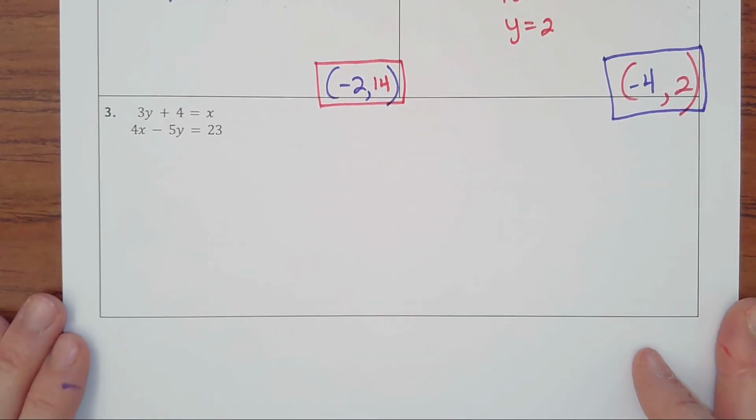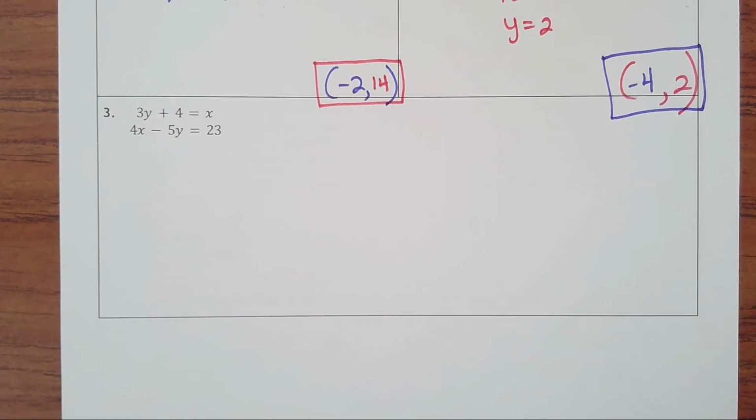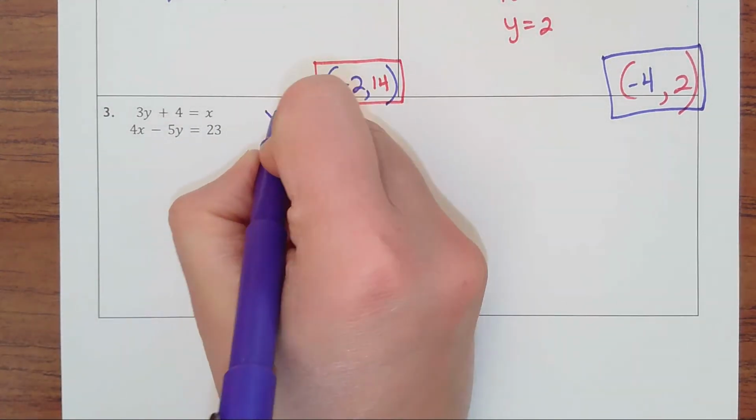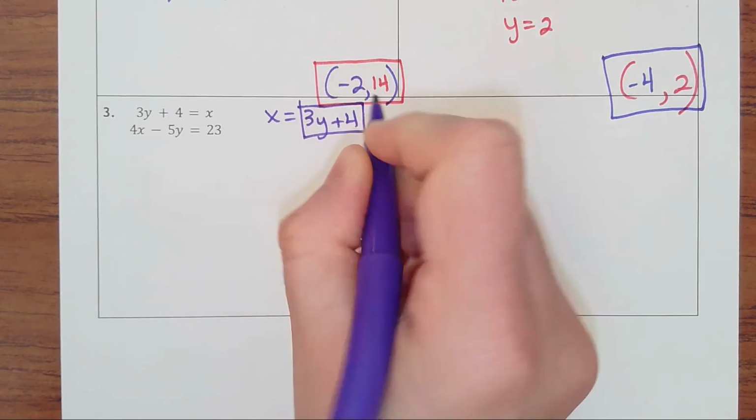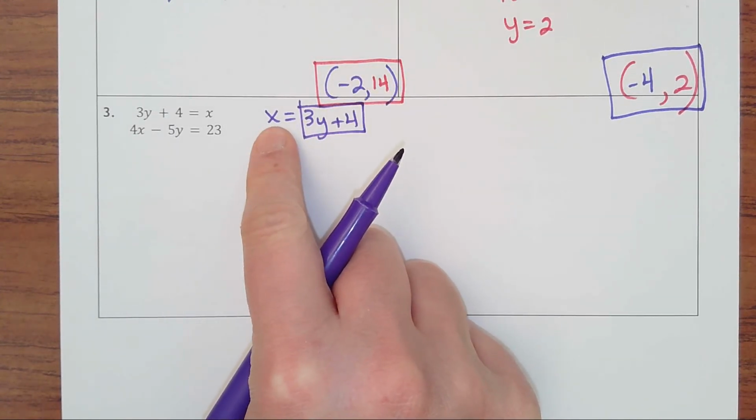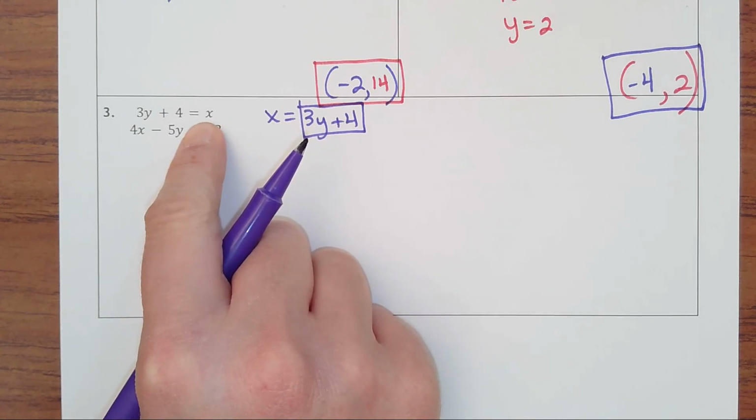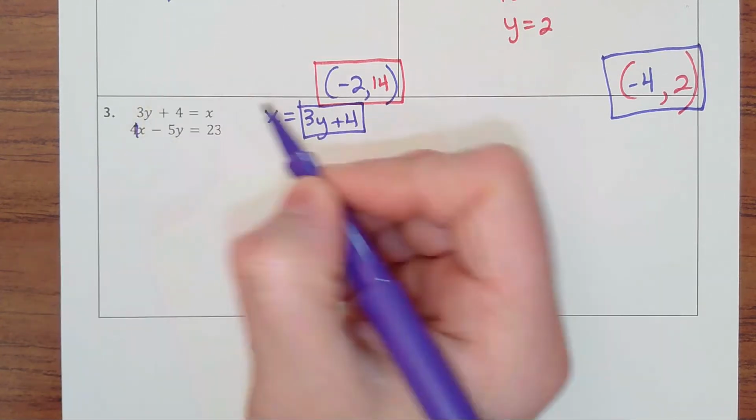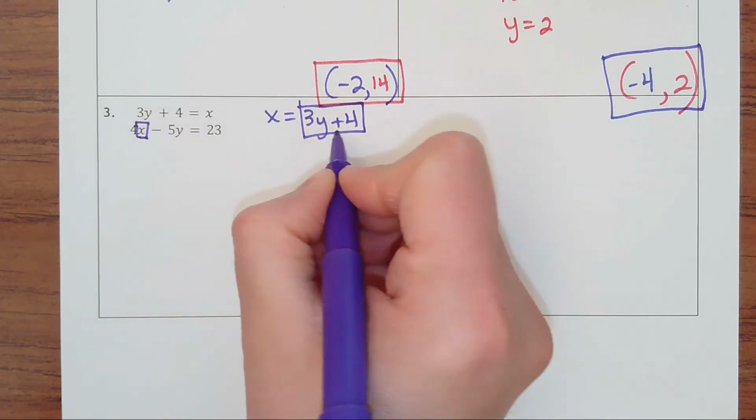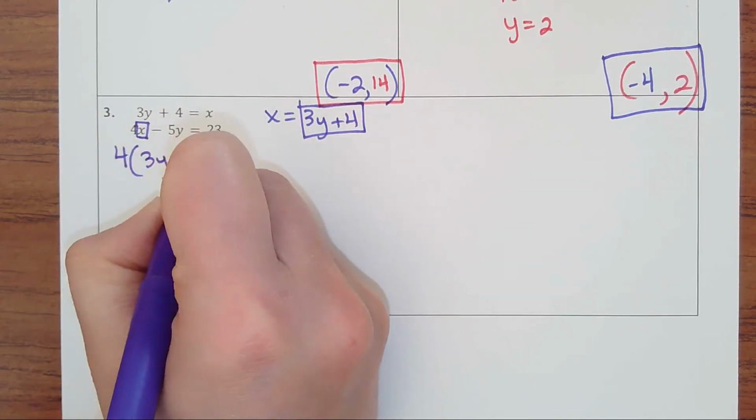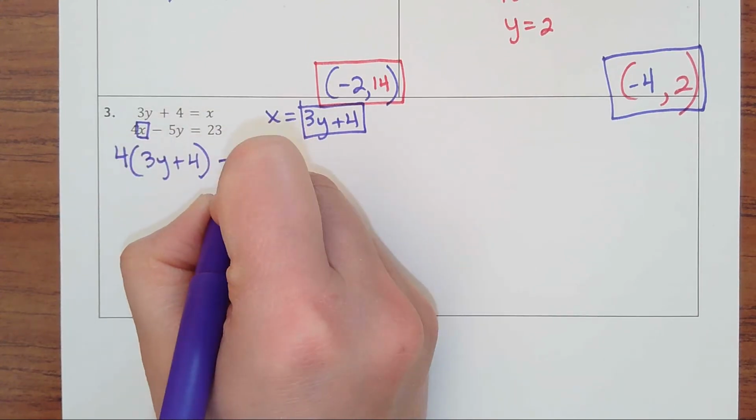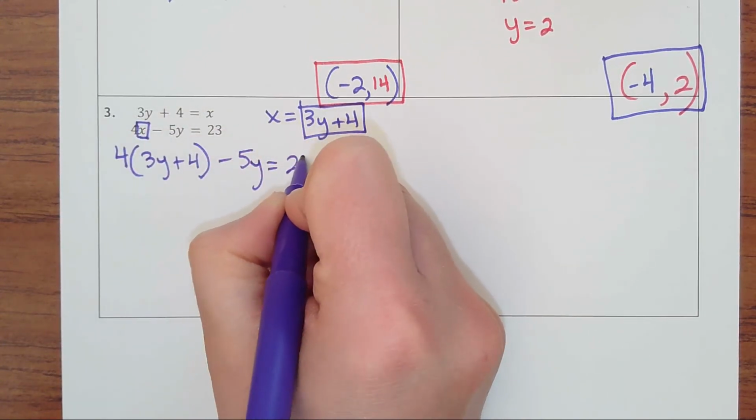And number 3. I see it again where x equals this 3y plus 4. So this is a replacement for x, but again, it wouldn't do me any good to put it here. I need to put it in here. So I'm going to take out x and I'm going to put in its substitute. So it'd be 4 times the 3y plus 4 minus 5y equals 23.